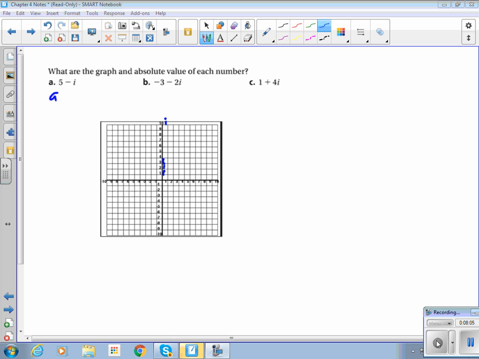Our a here is 5, and our b is -1. So we're going to go 5, -1. So, and I'm going to put an a right next to it so that I can identify that it's the one for a. And the absolute value of this guy is the square root of 5 squared plus -1 squared. That's the square root of 26.